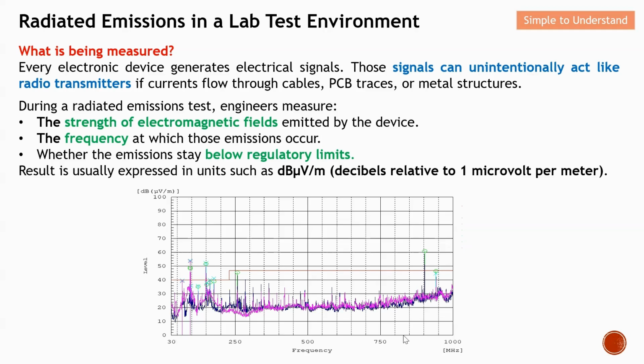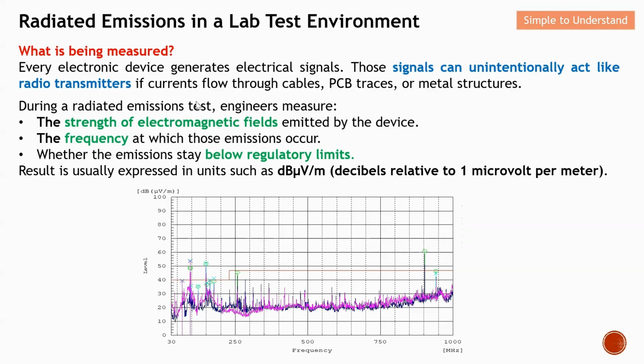So from here, you can clearly see at which frequency the strength of the electromagnetic field is big. Next, we need to know whether the emission stays below the regulatory limits. This is the limit line. We need to ensure that whatever we measure must be below the limit line. The result is usually expressed in units such as dBµV per meter, which is decibel relative to 1 microvolt per meter.